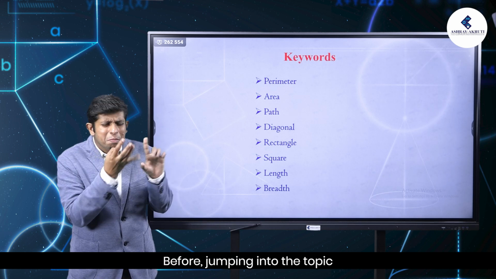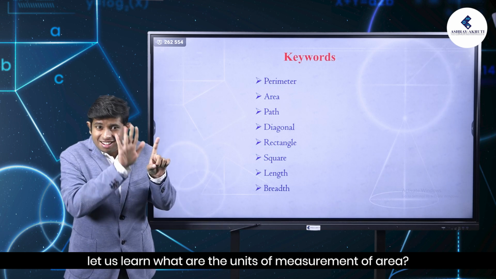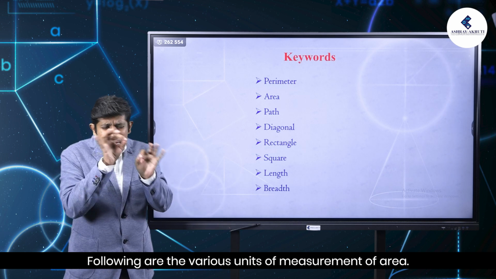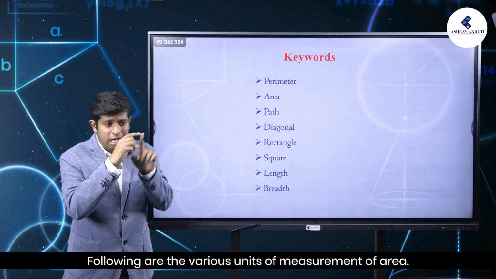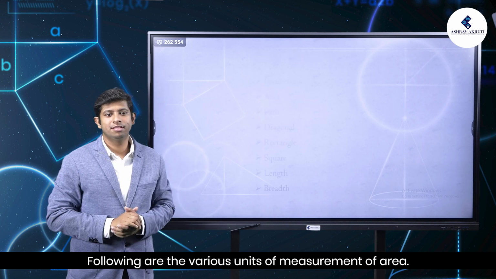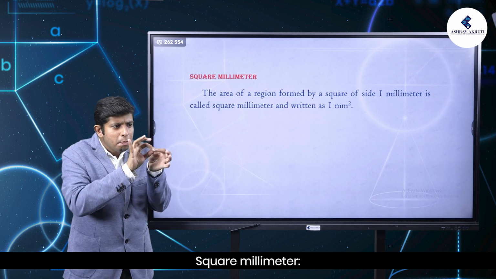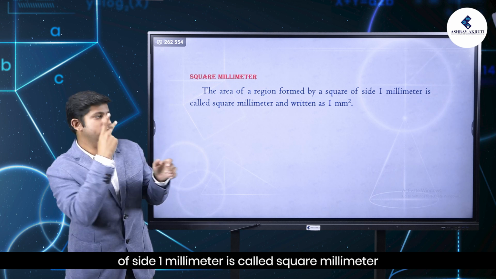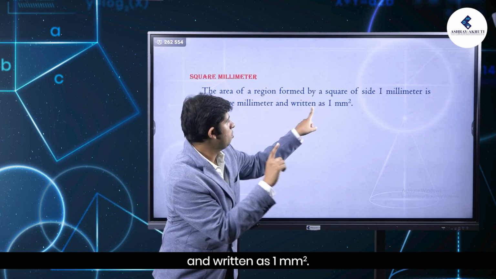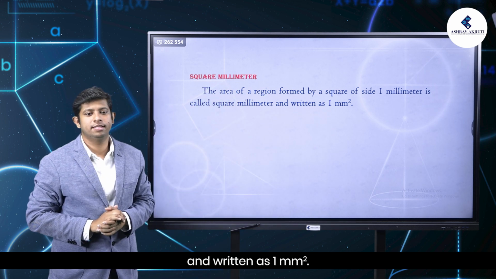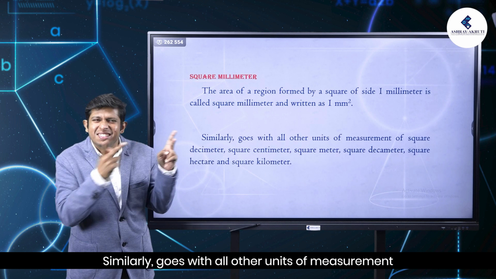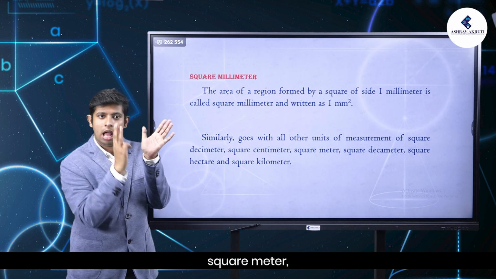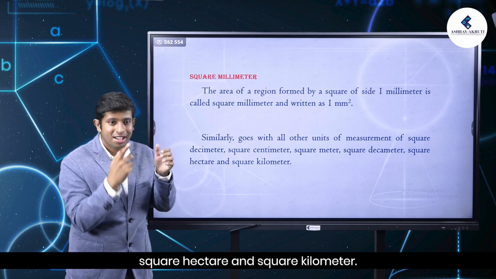Before jumping into the topic, let us learn what are the units of measurement of area. Following are the various units of measurement of area. Square millimeter. The area of a region formed by a square of side 1 mm is called square millimeter and is written as 1 mm square. Similarly, goes with all other units of measurement of square decimeter, square centimeter, square meter, square decameter, square hectare, and square kilometer.